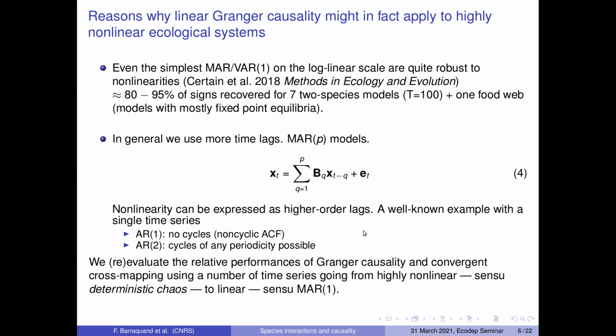So given all this, given the high likelihood that linear Granger causality is quite robust to deviations in the functional form of the underlying data generating model, we re-evaluated the relative performance of Granger causality and convergent cross mapping by using a number of time series ranging from highly nonlinear, in the sense of close to deterministic chaos, positive Lyapunov exponents, to linear, in the sense of multivariate autoregressive models.